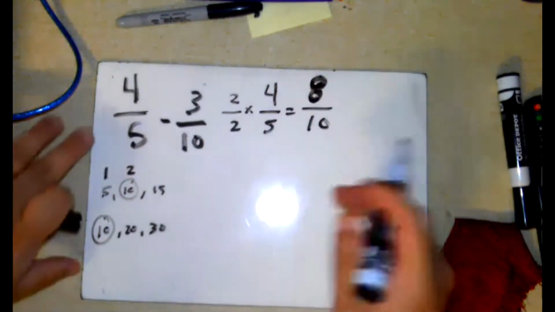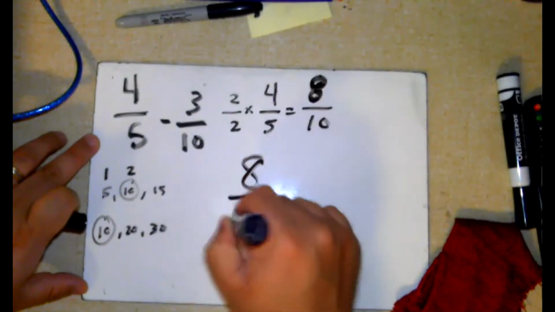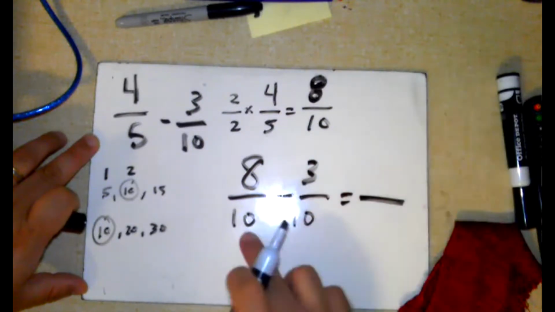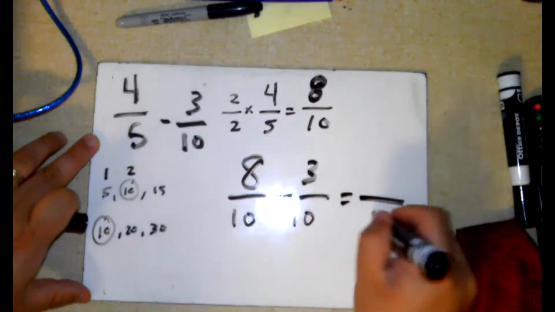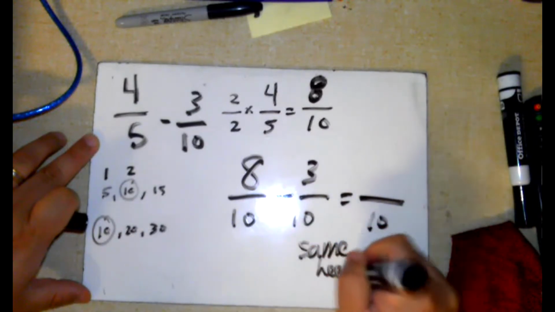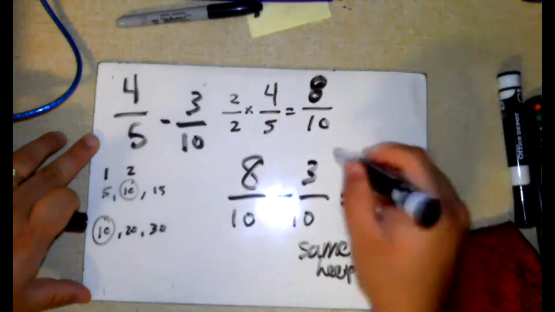Now I'm going to replace this 4/5 with 8/10. Subtract 3/10. And we're going to keep our denominator. That's the same denominator. If it's the same, we keep. Now we'll subtract our numerators. 5 subtract 3 is 2.